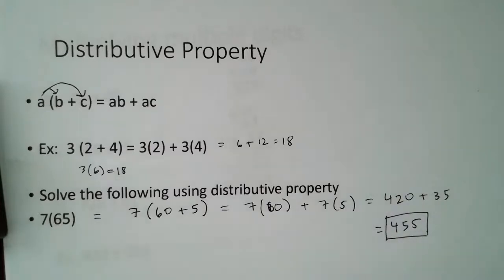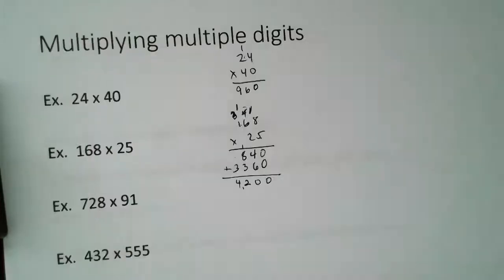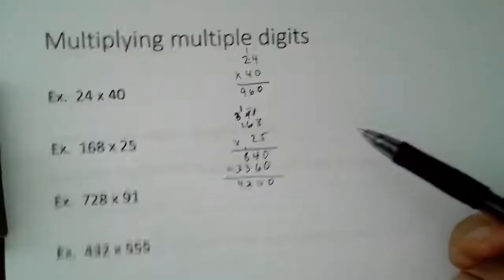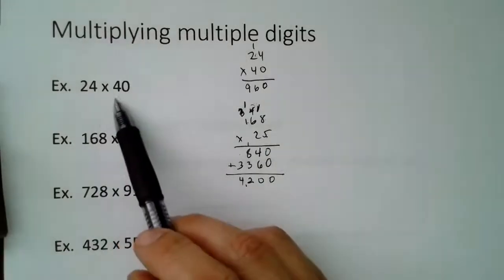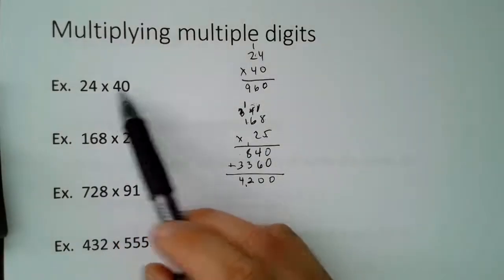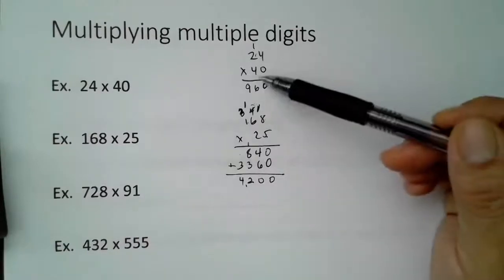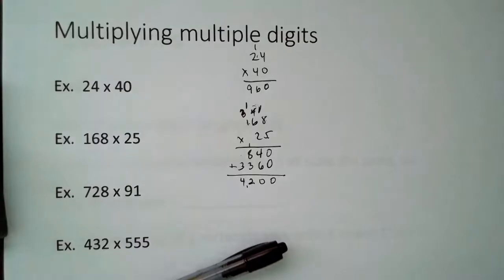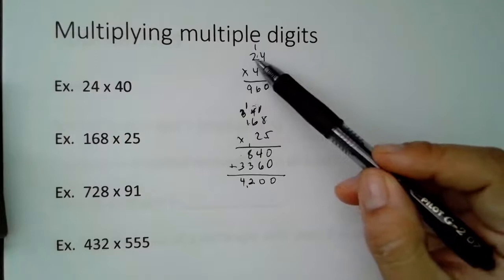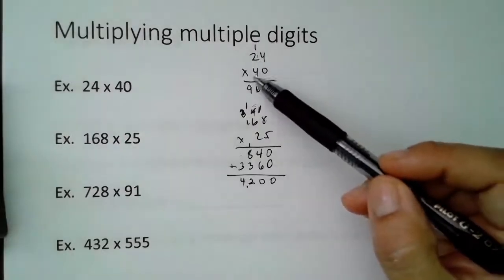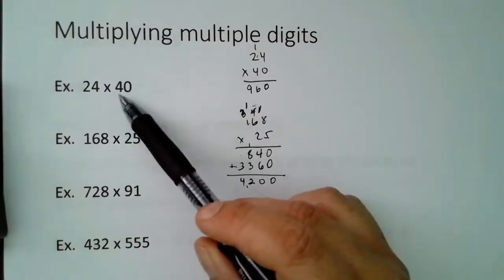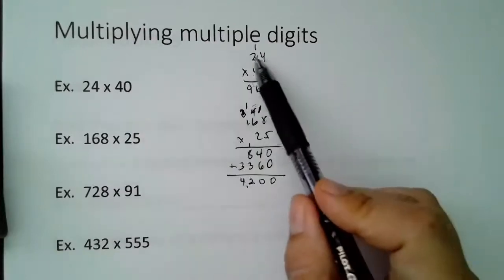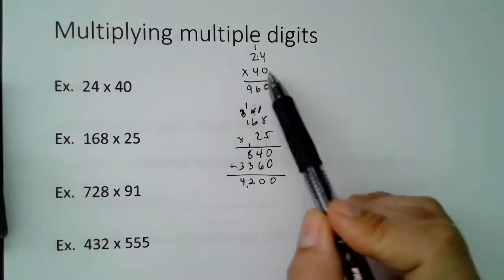Okay, and then just to go over multiplying multiple digits, when you have a 0 at the end, I was just showing this earlier, you can consider the 0 as a placeholder 0, and then you would multiply the first number by the non-zero. So let's say here 24 times 4 would be 96, and then you would bring the 0 down. So it would be 960.